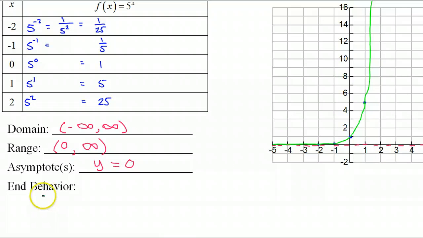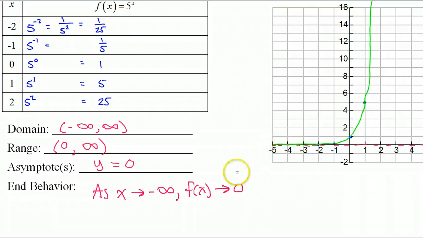Now, as far as the end behavior, on the left, so as x approaches negative infinity, the function approaches 0. See, on the left, it approaches the asymptote. On the right, or as x approaches positive infinity, the function increases without bound. All right, as I slide to the right, the function just goes up, up, up, up, up into the sky. So that is positive infinity.